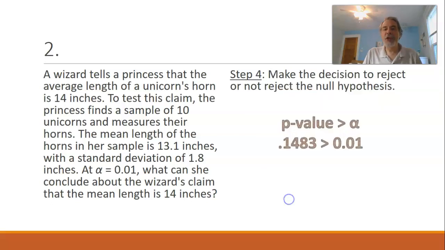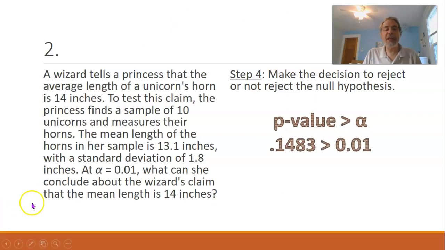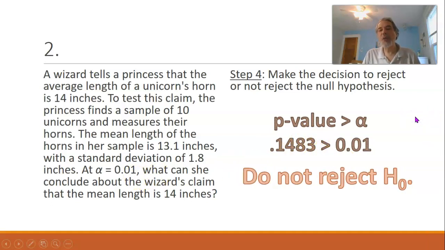And that p-value is greater than the level of significance. 0.1483 is greater than 0.01. So we do not reject the null hypothesis. Step 4 is always either reject or do not reject the null hypothesis. It's always about the null hypothesis. It's always about whether or not we reject it. Here we do not reject it.